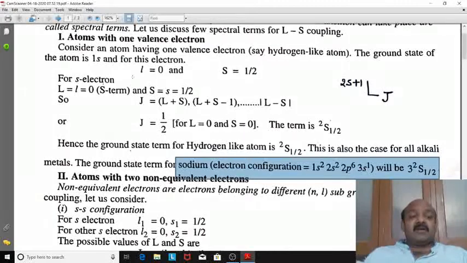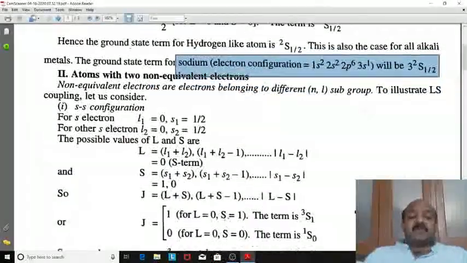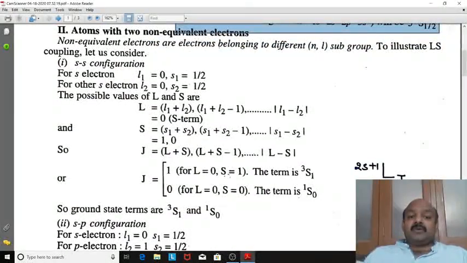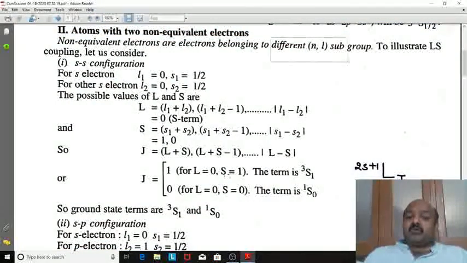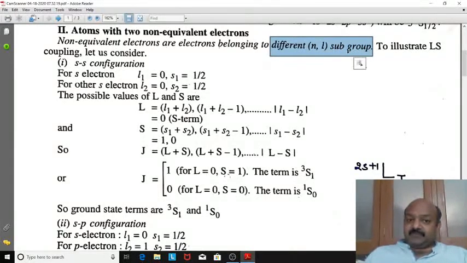It is very simple. Now we will deal with atoms with 2 electrons. The first case is when 2 electrons are non-equivalent. Non-equivalent means they correspond to different n and l subgroups. Either the value of n may change or the value of l may change.